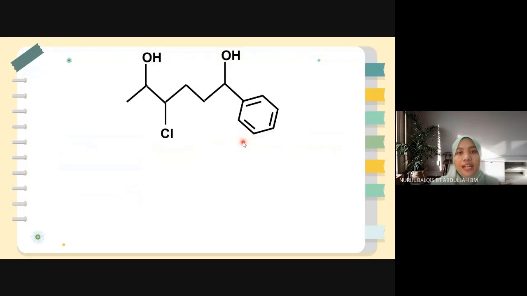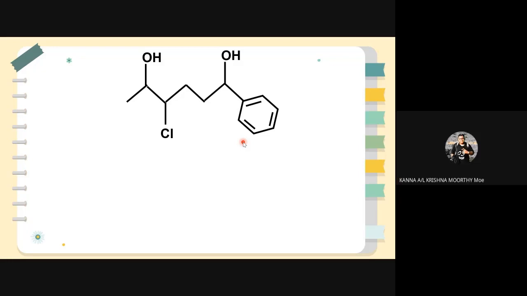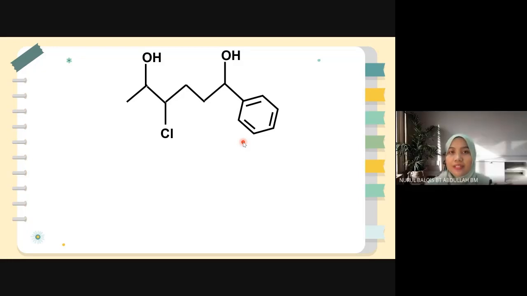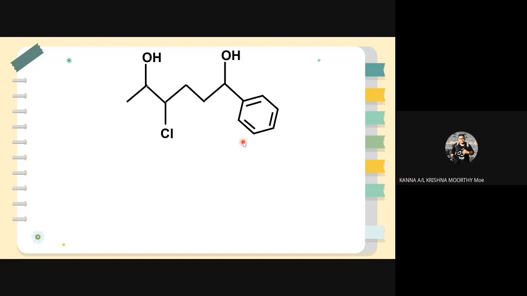Okay, next one. Yang ni kita ada case apa pula? Who's got greater priorities in terms of your suffix? Siapa yang akan jadi family dalam ni? Alcohol or benzene? Alcohol. So the numbering will start from the right or from the left? From the left.